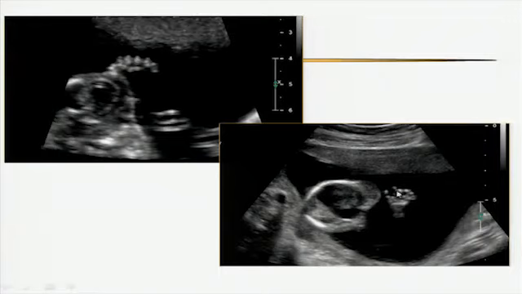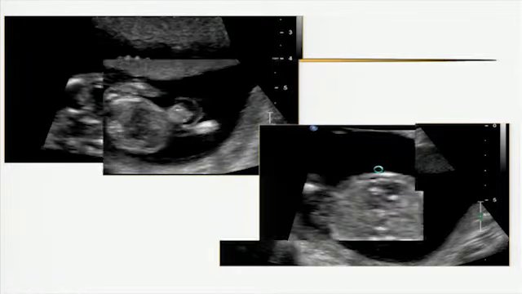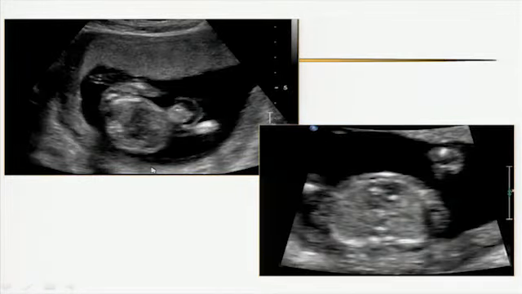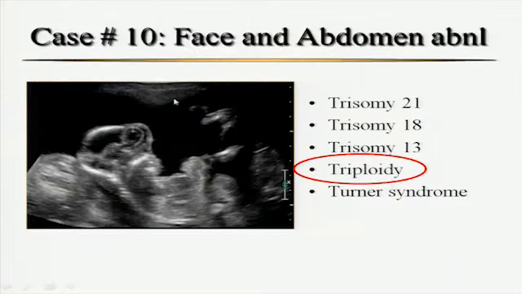Looking at the hands, postaxial polydactyly, looking at that head shape. Cross-section of the abdomen. So this to me looks more like an omphalocele than a gastroschisis. Then looking at a transverse of the heart, defect, and 2 large echogenic foci. So we have a combination of facial and abdominal defects.